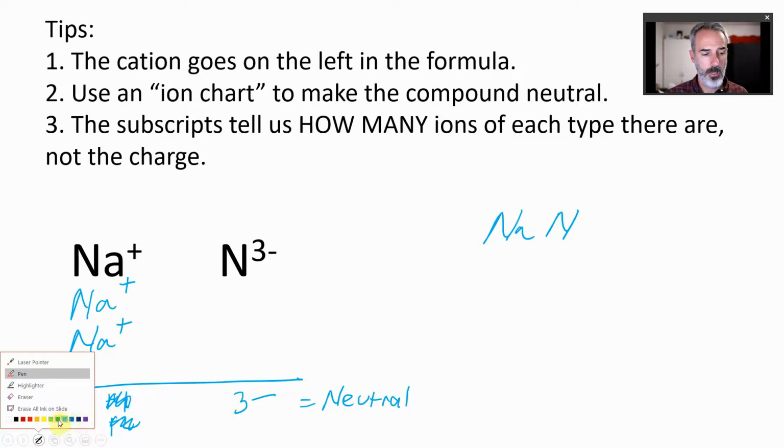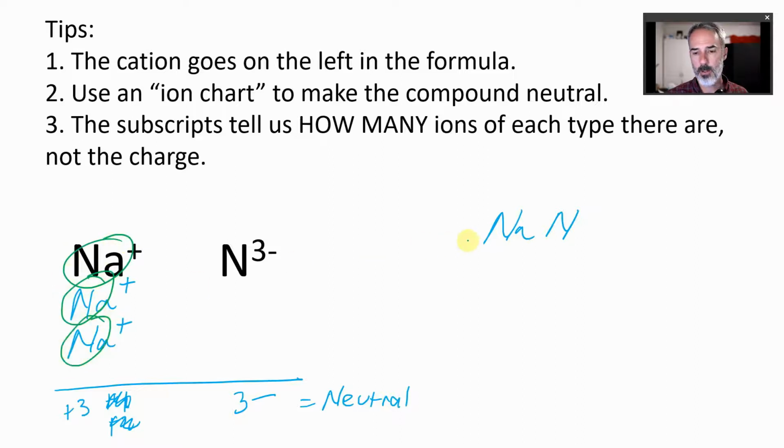Let me get a different color marker. We're going to go with green. How many sodiums go down here? Well, I see 1, 2, 3 sodiums. So I'm going to put a 3 there. And I saw only 1 nitrogen. Now this is really important. The subscript tells us how many of each ion we have. Do you see that I only put a 1 there? Because there was 1 nitrogen. I didn't put a 3 because 3 is the charge. It's not how many there are. It's the charge. It's like a feeling, right? It's like, whoa, I feel really negative. But there was only 1 nitrogen, so that's why I put the 1 there.